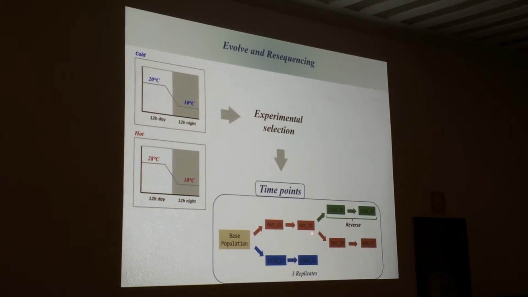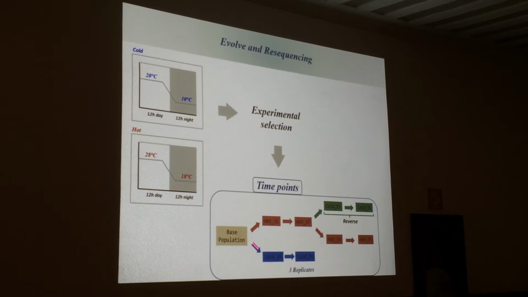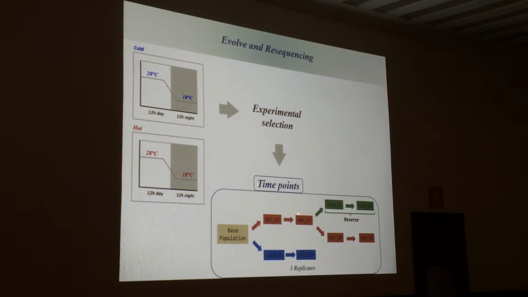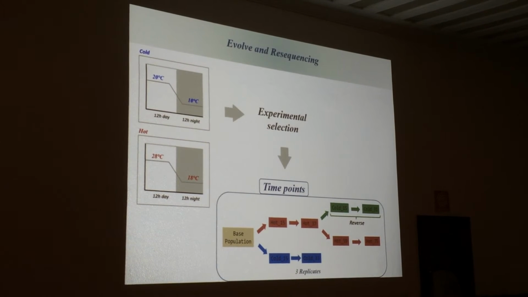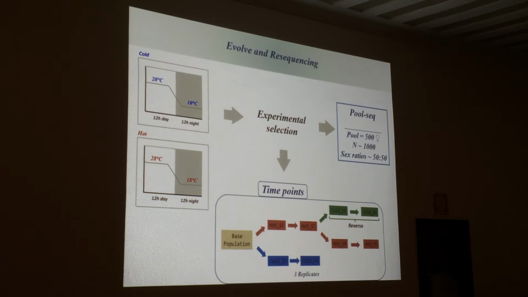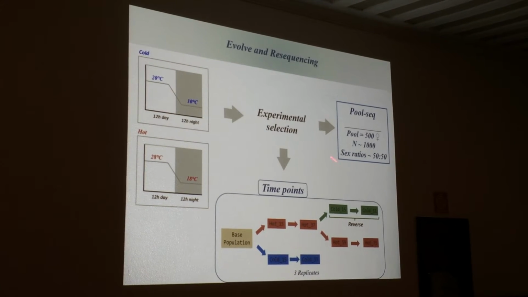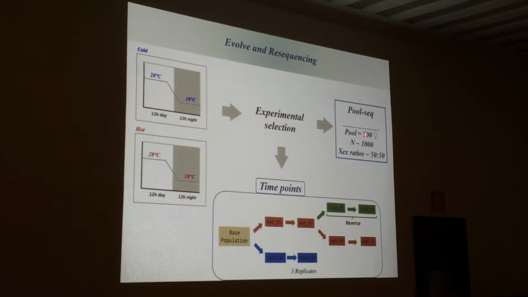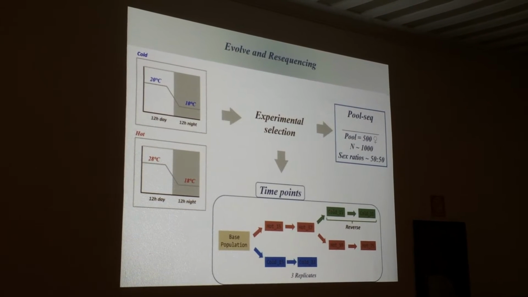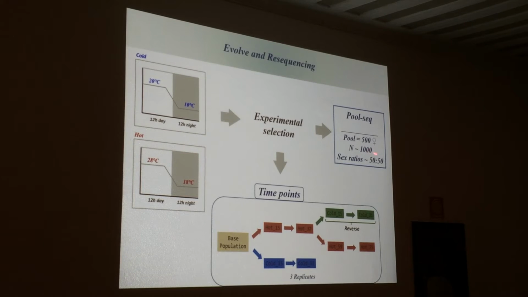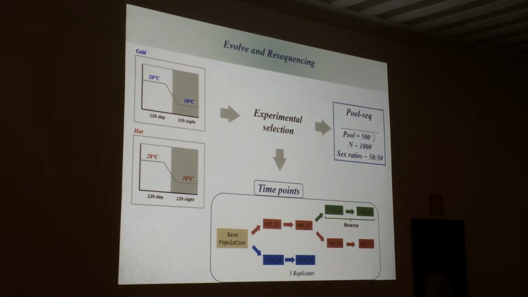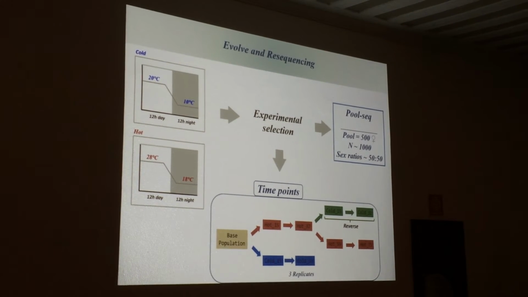The line selected only for hot, the line selected only for cold from the base, and this part that we call the reverse part: a line selected for cold, but starting from the lines already selected for hot. So we have three important time points here. We did this with 3 biological replicates, and we approached it with Pool-seq whole genome sequencing by Illumina. We used a pool of 500 individuals, a population size of 1,000, constant across the whole experiment, and an equal proportion of males and females across the whole experiment.